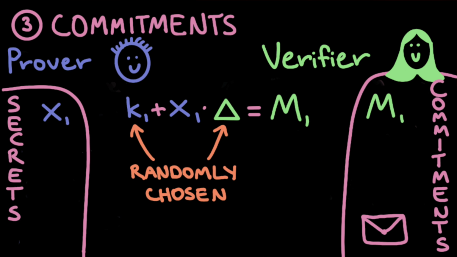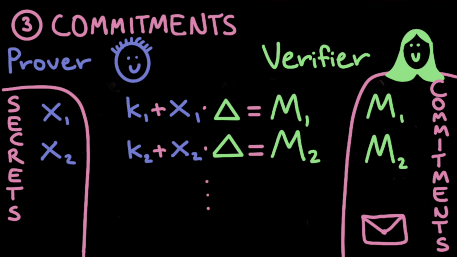Well, in the digital world, Pierre can commit to a secret, put it in a digital envelope, so to speak, in a way that allows him and Vera to compute arbitrary functions on these envelopes. First, Vera chooses a random secret delta. Given a secret x1, Pierre chooses a random k1, and the resulting commitment is m1 equals k1 plus x1 times delta, which is delivered to Vera.